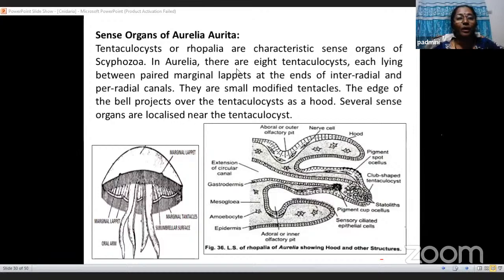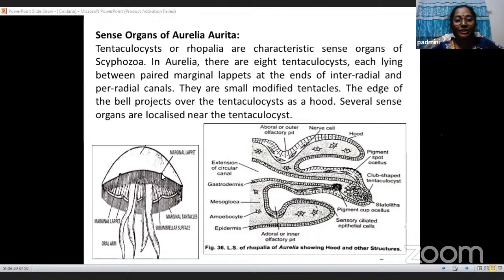The rhopalia is a characteristic sense organ of the Scyphozoa. So the rhopalia is present somewhere over here. The statocyst, or the rhopalia, or the tentaculocyst is club shaped. So in the marginal lappets, you have those tentaculocysts present. How many tentaculocysts did I tell? There are about 8 tentaculocysts around the circular region of the Aurelia, and each lying between paired marginal lappets.